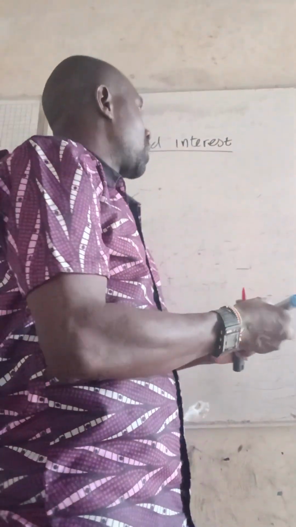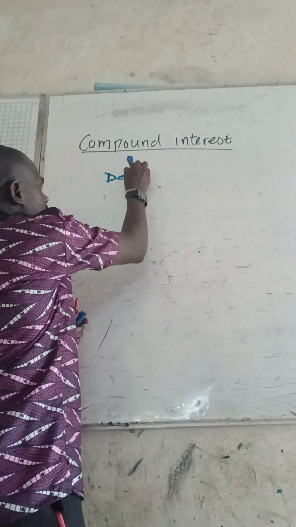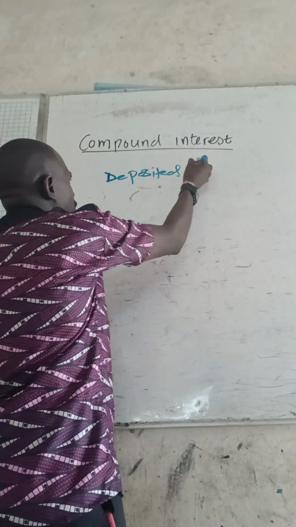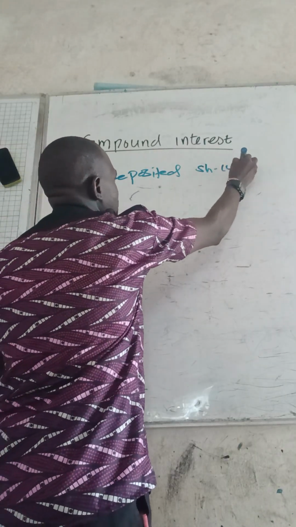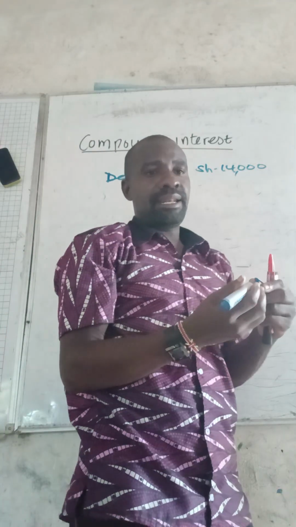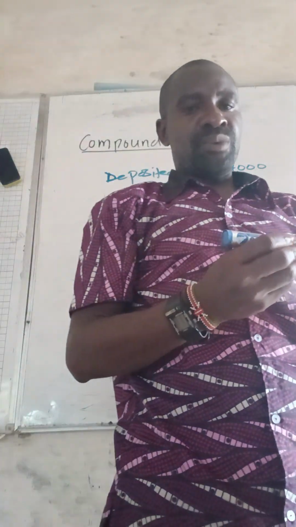A customer deposited 14,000 shillings in a savings account. Find the accumulated amount.